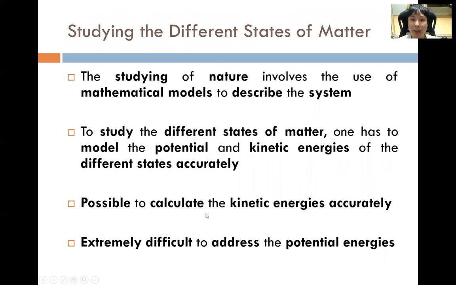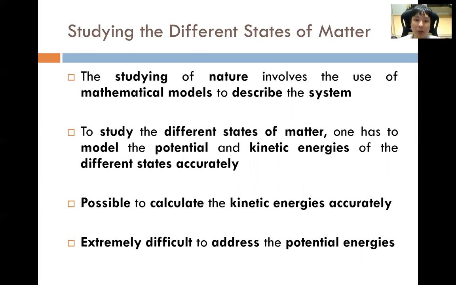Okay, so now we are ready to discuss why is it that there is only the topic on the gaseous state, there's no liquid state, and there's no solid state. So the studying of nature involves the use of mathematical models to describe the system. Like for example, in physics, right? If you apply a force, it will result in acceleration, and the equation that we come to describe the application of a force that causes an acceleration is by the mathematical model F equals ma, which is basically decided through empirical evidence, which is experimental evidence.